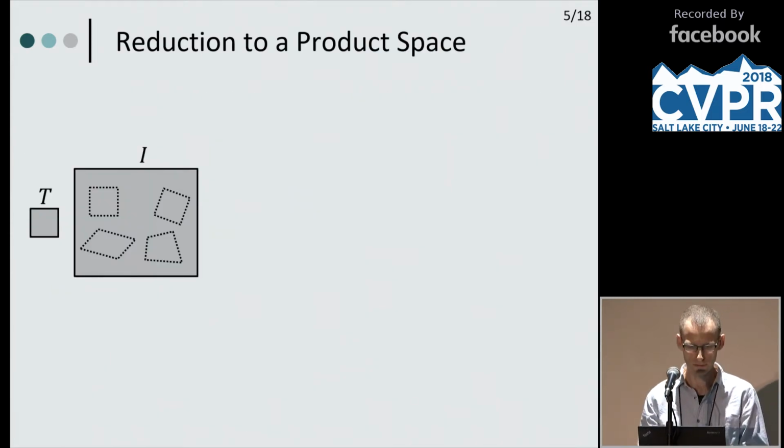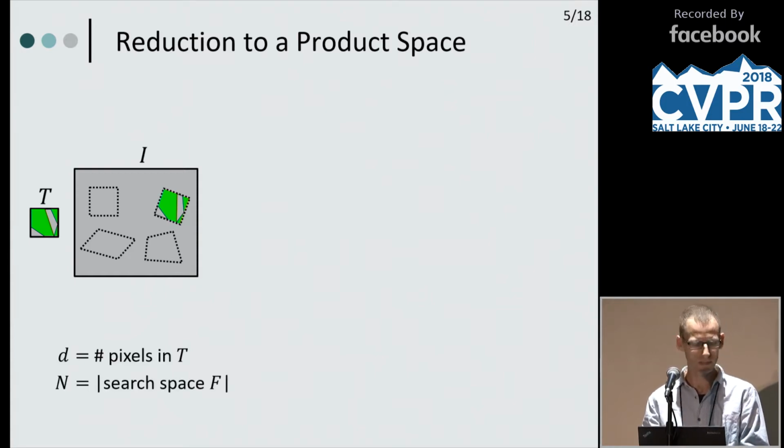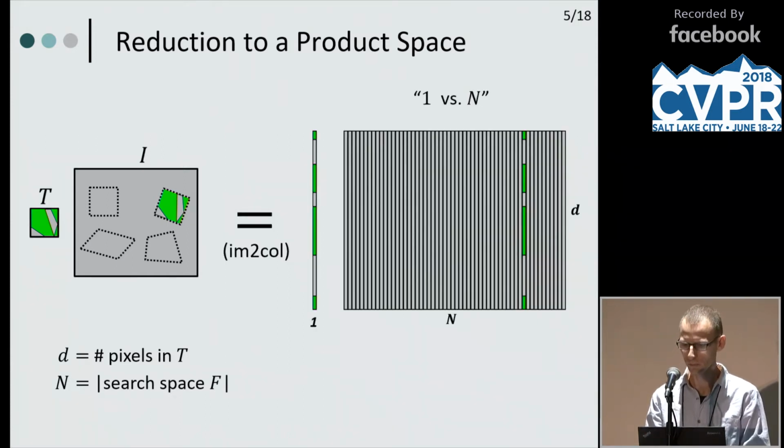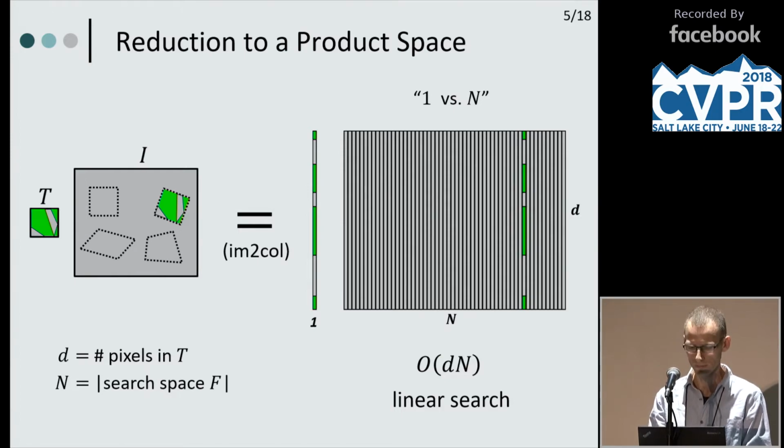Okay, so let me begin by describing how we can accelerate template matching. Here is a template and the many different locations that it can take in the target image. We're looking for the best location, in our case, the one that maximizes pixel consensus. If we denote by D the number of pixels in the template, and by N the size of the transformation space, and look at this search problem in a vectorized mode, we are in this 1 versus N situation in a D-dimensional space. And this can be solved with a linear scan in time of order D times N.